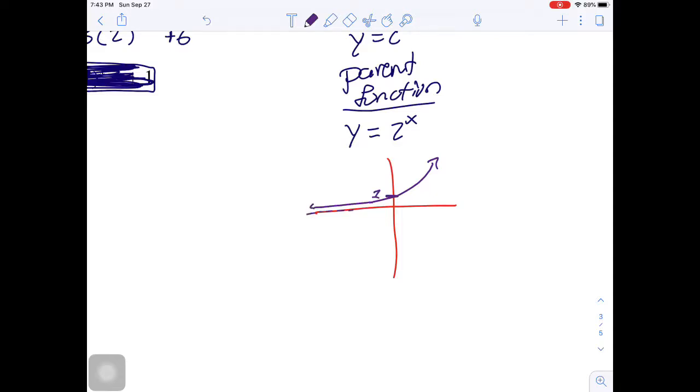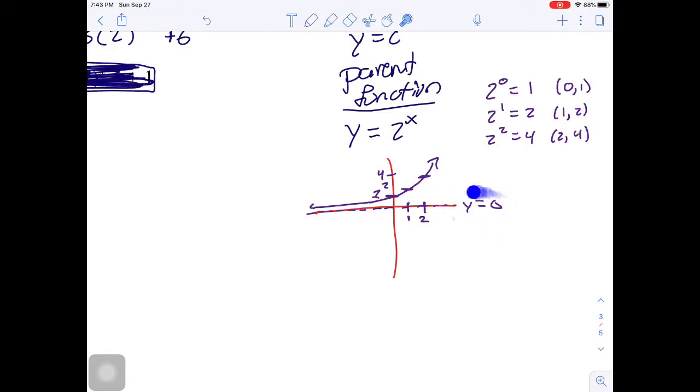We also know that there's a horizontal asymptote at y equals 0. And then for something like 2 to the power of x, there are some easy points here. So when x is 1, you get y at 2. When x is 2, you get y at 4. Okay, so some easy points to think about, right? So 2 to the power of 0 is 1, 2 to the power of 1 is 2, 2 to the power of 2 is 4, so on and so forth. So these are all coordinate points on our parent function here. Okay, so 0, 1, 1, 2, 2, 4.